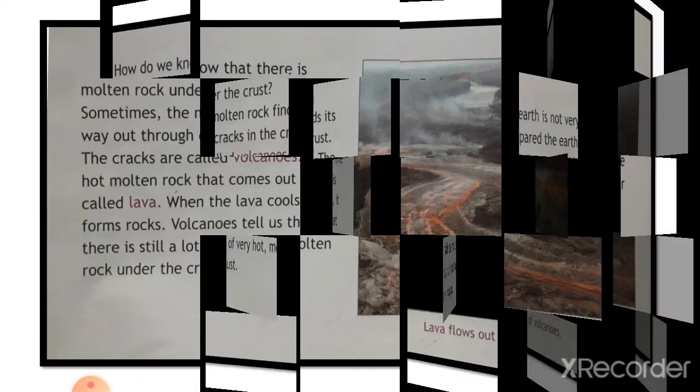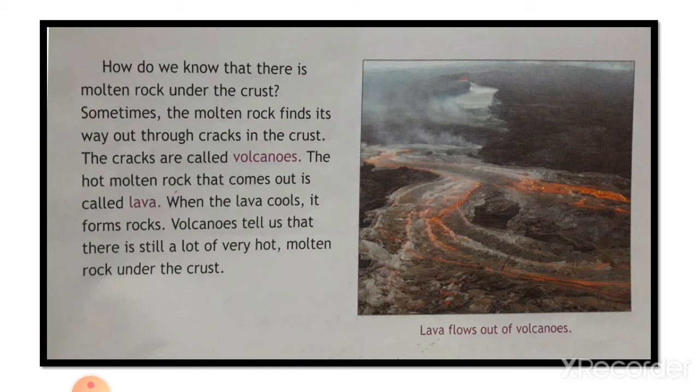And how do we know that there is molten rock under the crust? That's a very nice question, isn't it? Let us see. Sometimes the molten rock finds its way through cracks in the crust. The cracks are called volcanoes. The hot molten rock that comes out is called lava. When the lava cools, it forms rocks. Volcanoes tell us that there is still a lot of very hot molten rock under the crust.